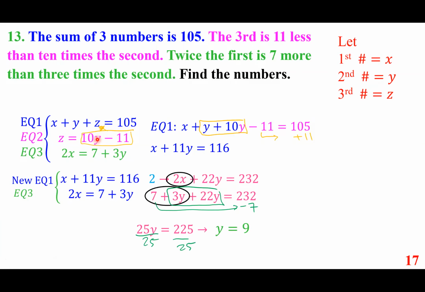z is 10 times y. 10 times 9, 90, minus 11, 79. You can use this one, but I'd rather use the original ones because I have to check anyways. So why don't I use the first one? x and y and z must add up to 105. Let's plug in. Instead of y, put 9. Instead of z, put 79. And x, to solve it, becomes 17.